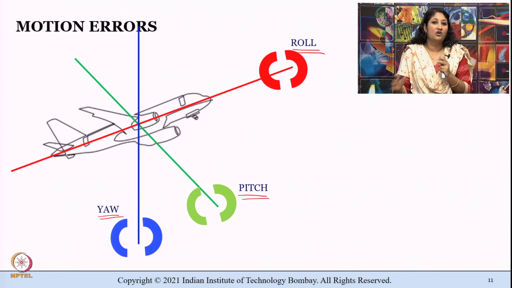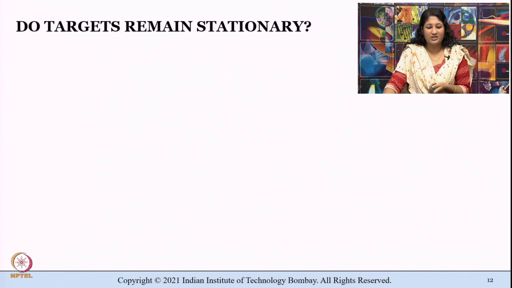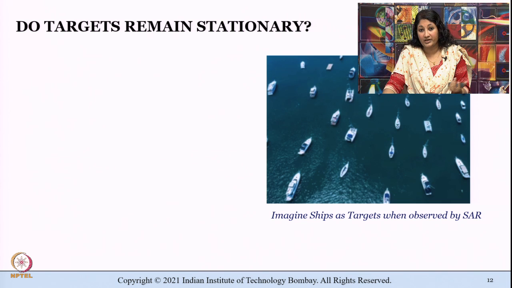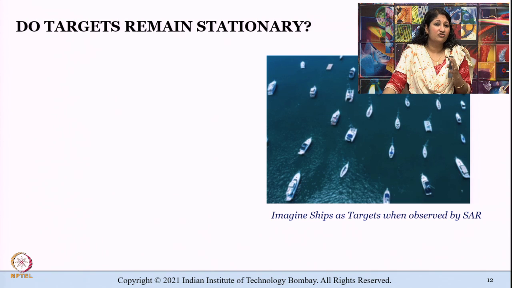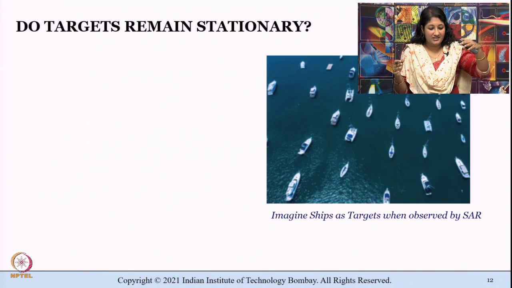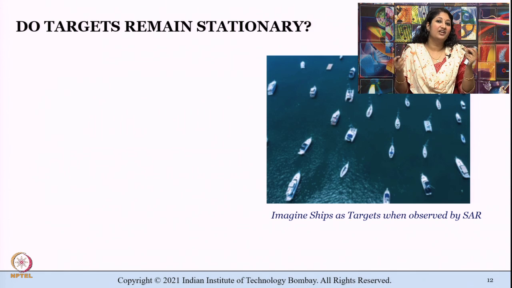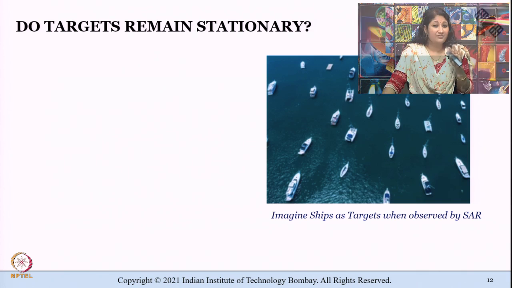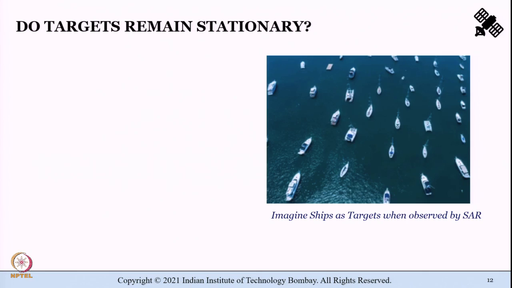Please remember that this is not always the case. Do targets remain stationary? Not all. Let me give you examples of moving targets, say ships or vehicles on road or terrain surface or trains or surface waves on water. All these are examples of moving targets. The target can also move while the platform is already moving, which means the movement of the target tends to introduce an extra Doppler component in proportion to the relative velocity between instrument and target. We'll see about the Doppler effect and the Doppler based synthesis of synthetic aperture radar shortly.